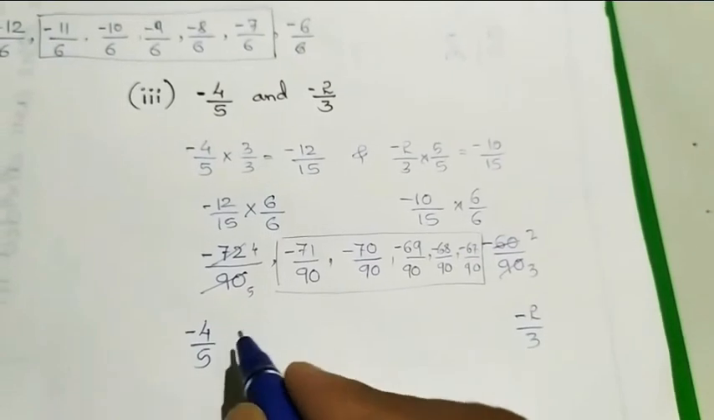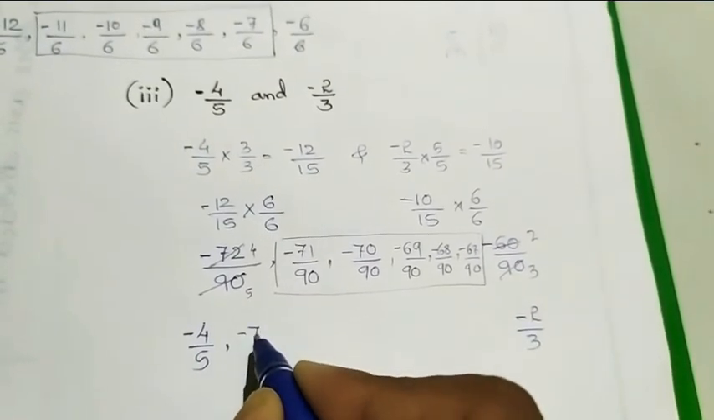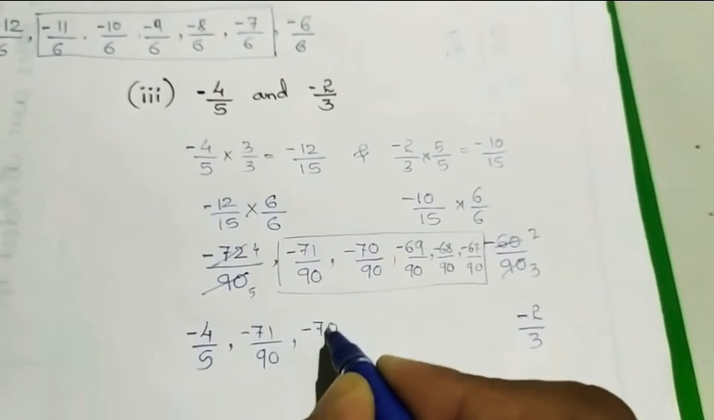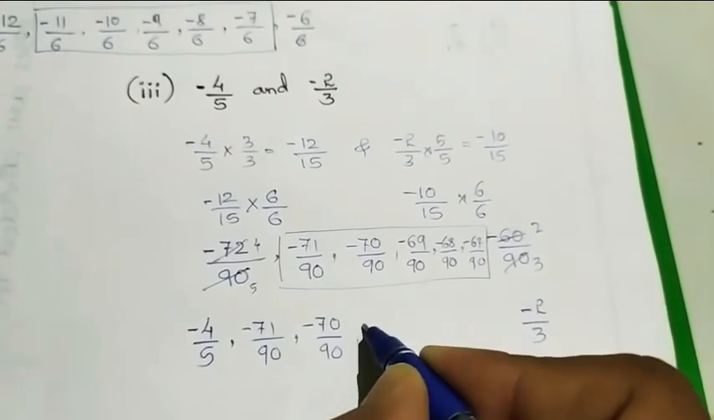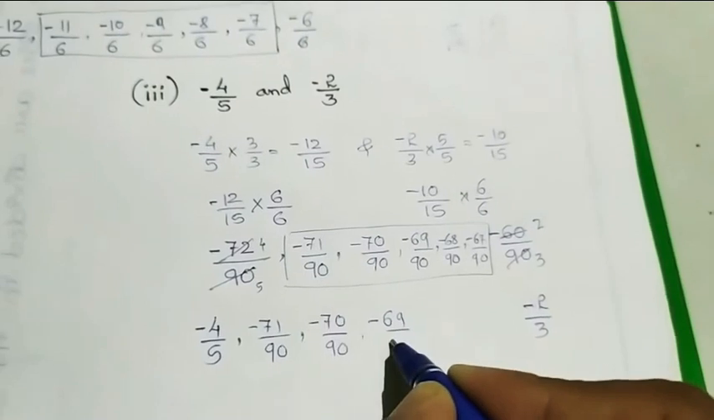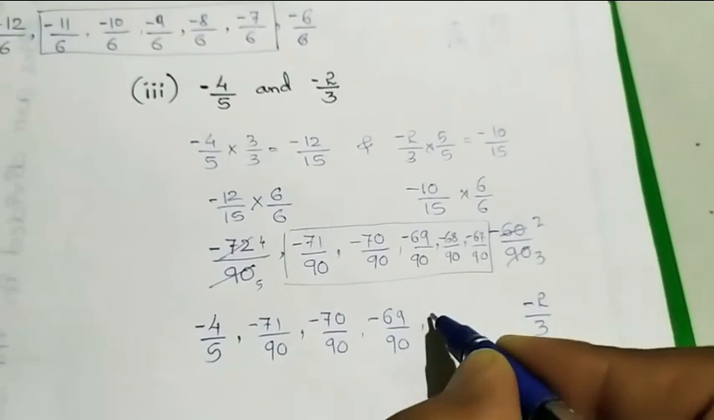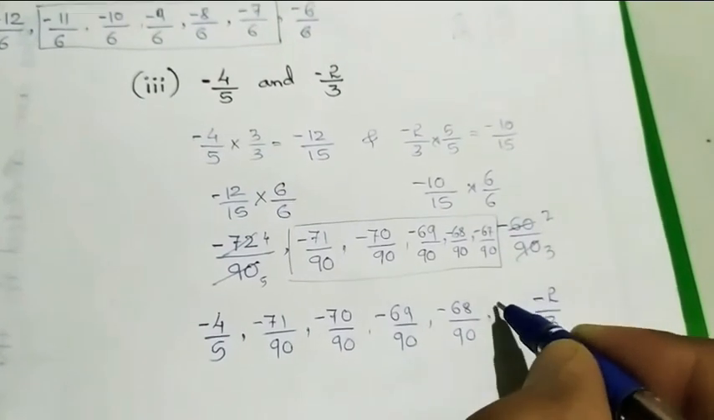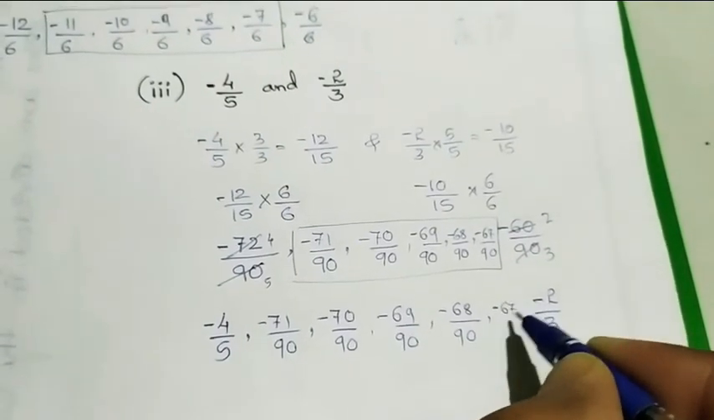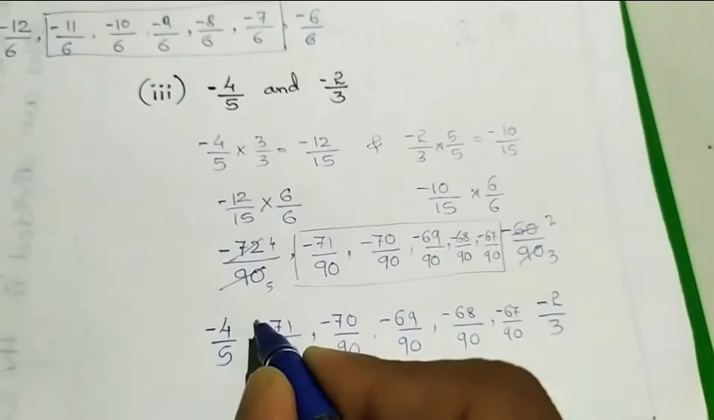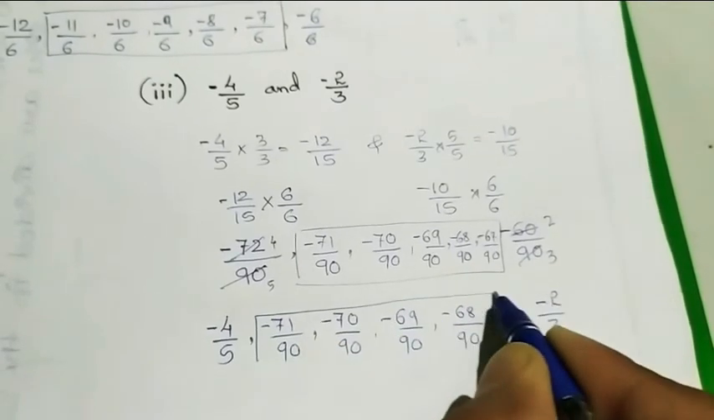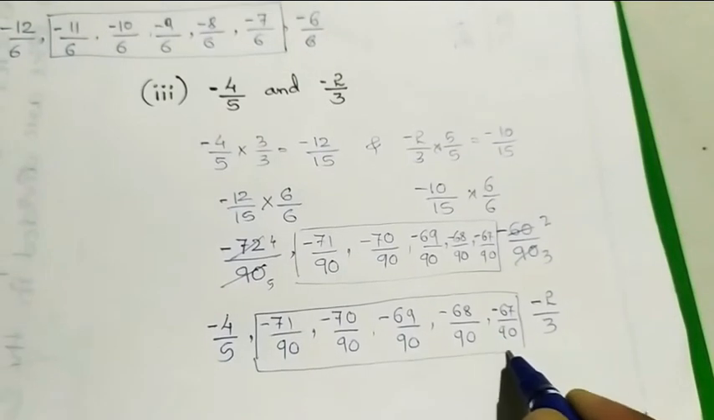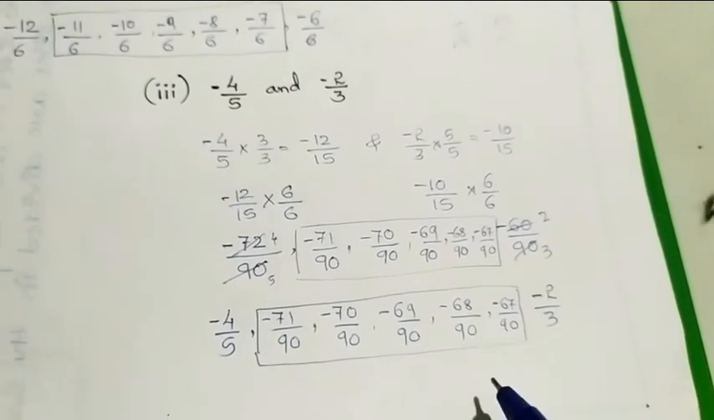In between we will get here minus 71 by 90, minus 70 by 90, minus 69 by 90, minus 68 by 90, minus 67 by 90. So here you will get infinitely many rational numbers between two rational numbers.